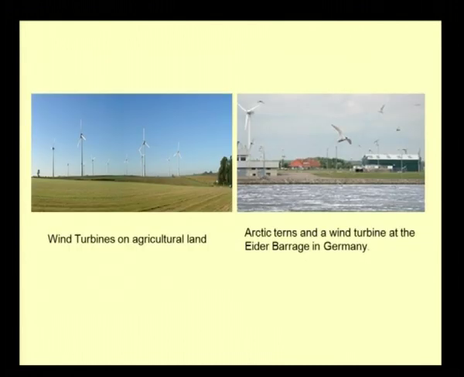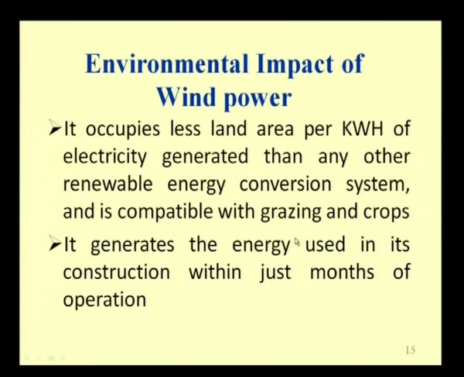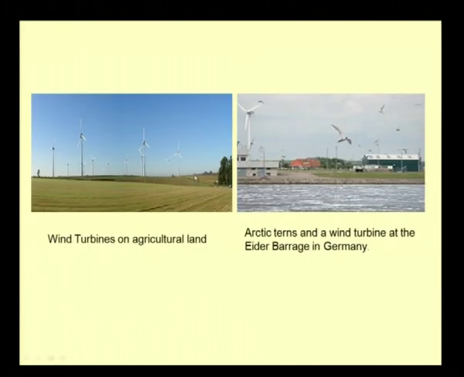So, the crops are not at all disturbed, and grazing by cattle as well; it is even said that the cattle use the bottom of the pillar for rubbing, and therefore it is more advantageous than any other source of energy. It generates the energy used in its construction within just a month of operation. See, for example, within 3 months of erection, the amount of energy produced is equal to, or more than, the cost incurred in the erection of the windmills.